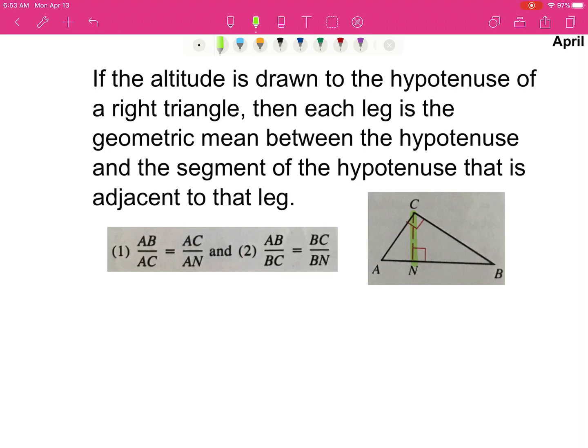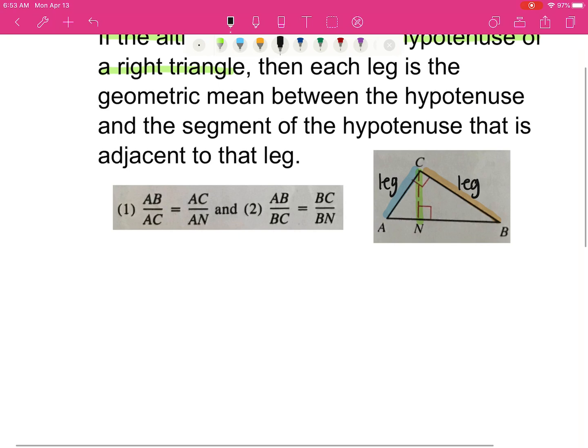So here we have CN, right? Then each leg is the geometric mean. So here we've got CN, that's the altitude that's drawn to the hypotenuse of a right triangle. But they're saying each leg. So here I have a leg, and here I have a leg. Each leg is the geometric mean. So let's look at the AC leg first.